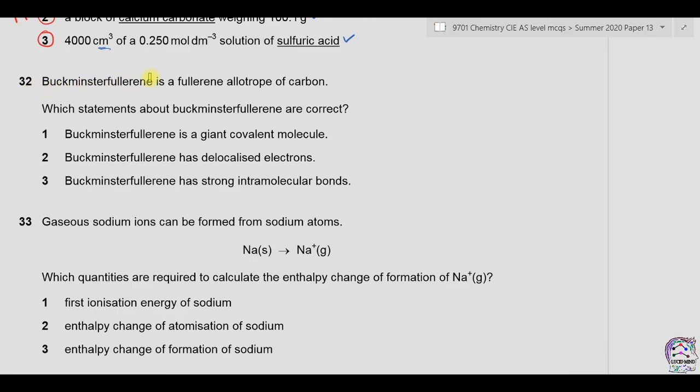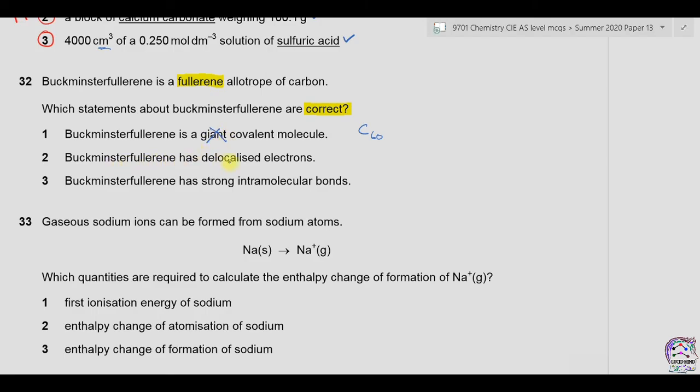Question 32. Buckminsterfullerene is a fullerene allotrope of carbon. Which statements about Buckminsterfullerene are correct? 1. Buckminsterfullerene is a giant covalent molecule. As we know that there are only 60 carbon atoms present in one molecule of Buckminsterfullerene, so therefore it is not giant, it is simple molecular.